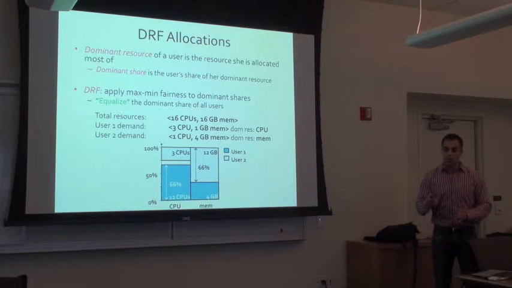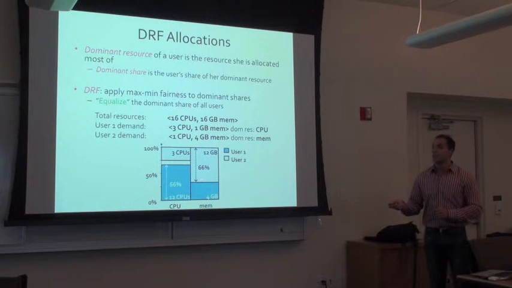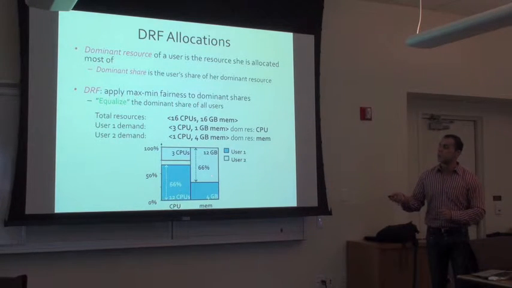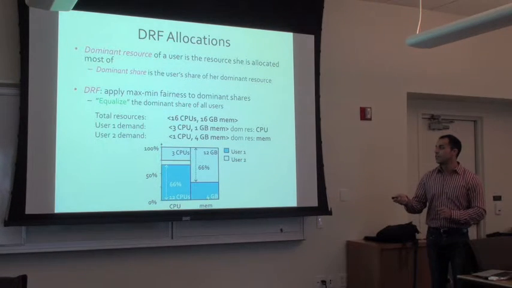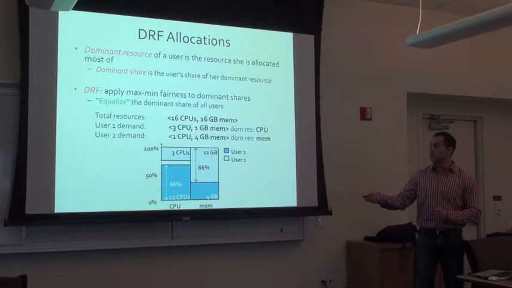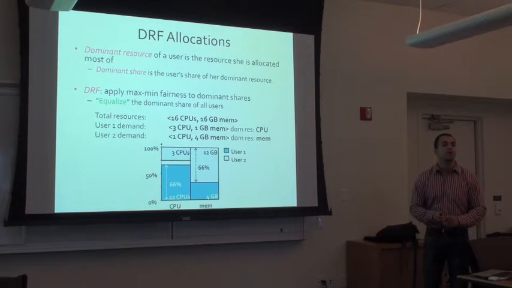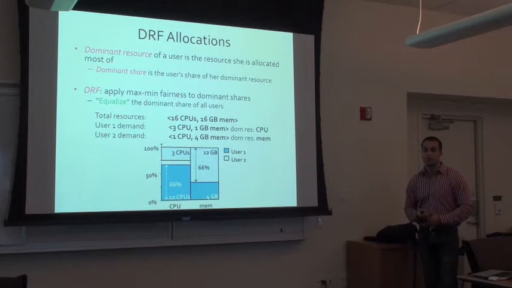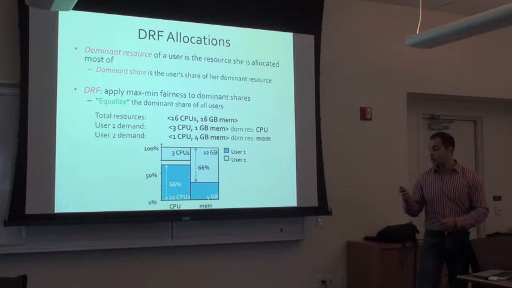And what DRF would do is find the allocation that would equalize their dominant shares. So it would give 12 CPUs and 4 gigabytes of memory to the first user, respecting this 3-to-1 ratio. And it would give 3 CPUs and 12 gigabytes of memory to the second user. So what we see here is that it's equalized the amount that both of these flows got on their dominant resource. That's DRF in a nutshell.